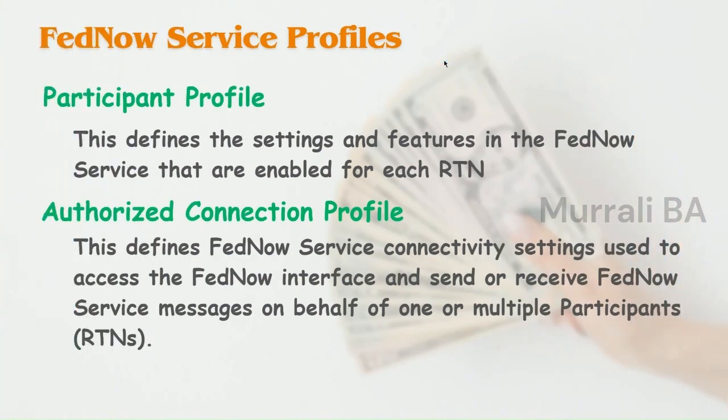FedNow has defined two types of profiles for any kind of participant, be it a financial institution or a service provider. These profiles are required for processing the messages within the FedNow network. In other terms, these two profiles help any financial institution establish a connection and control their message traffic using configurable settings provided by the FedNow service. Those are the participant profile and the authorized connection profile. Each defines a set of settings which participants can modify as per their need.